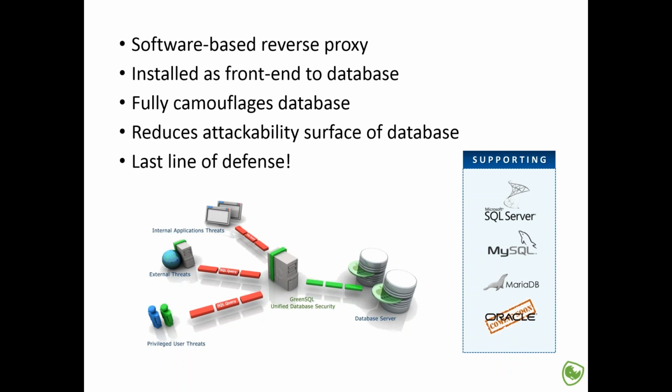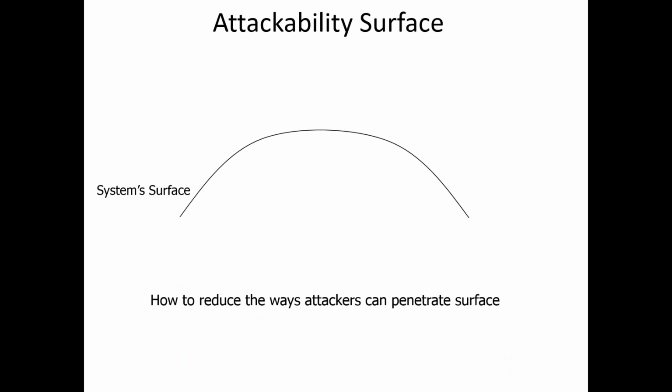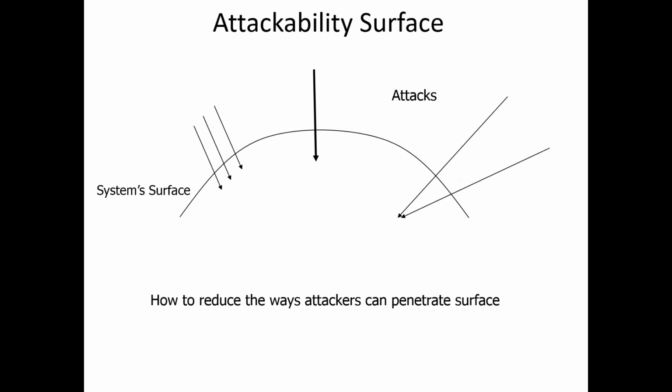The reason that we chose this kind of approach to secure databases is to dramatically reduce the attackability surface of the database. I guess everything in information security is about mapping the attackability surface. When people are attacking a database server, most of the time they do not attack the database application itself. They're looking for the weakest link.